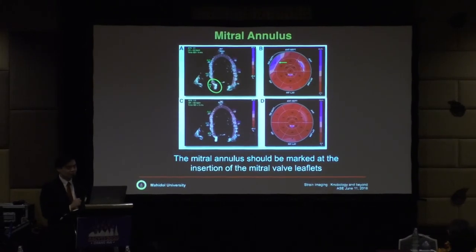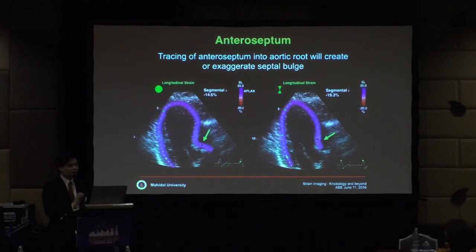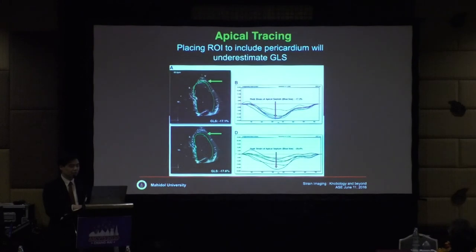The common pitfall is at the mitral annulus, where you should mark the mitral annulus at the insertion of the mitral leaflets. If you mark it too low, the strain is going to be underestimated. Another part is the anterior septum. You should trace the anterior septum so as not to include the aortic root. Otherwise, you're going to create a lower strain, or in the septal bulge that I'm going to mention further.